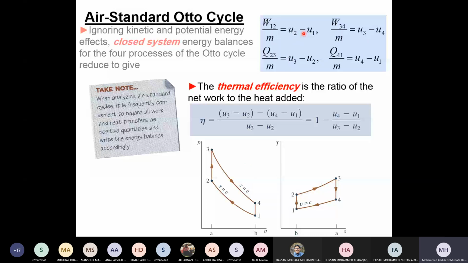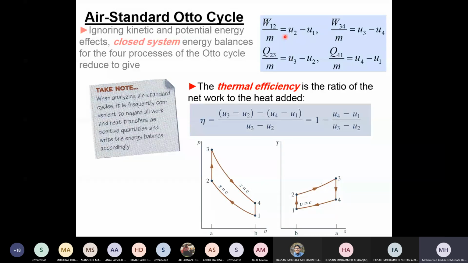The same here, W34 is isentropic, so this will be U3 minus U4. And for the amount of heat added, we add the heat here: Q minus W is equal to U3 minus U2. What is W from 2 to 3? Zero, because this is the integral of PdV. So the work here is 0. The area under this is 0. And then we have Q rejected here, which is U4 minus U1. So we can calculate that.